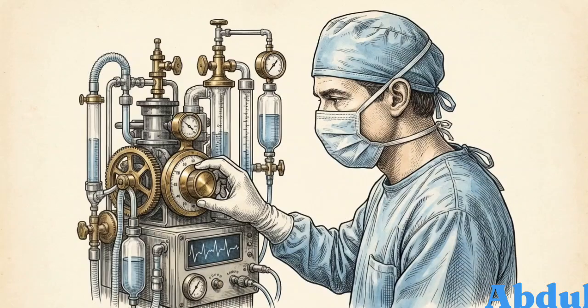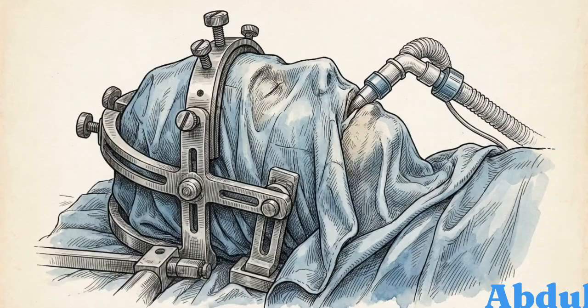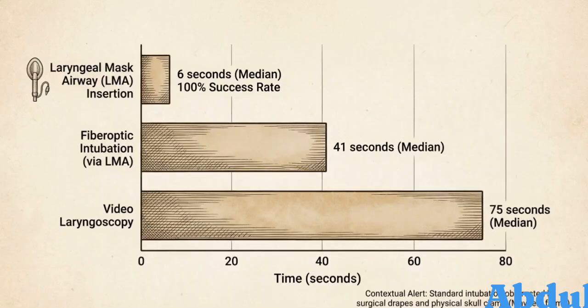A far more lethal intraoperative crisis is an airway emergency, typically precipitated by intraoperative vomiting or profound respiratory failure while the patient's head is pinned in the Mayfield frame. This flowchart tracks emergency airway retrieval times. The data confirms that rapid reinsertion of the laryngeal mask airway is the superior first-line rescue tactic, demonstrating a 100% success rate within a median time of just 6 seconds.